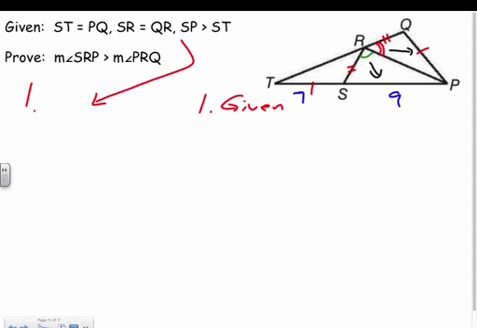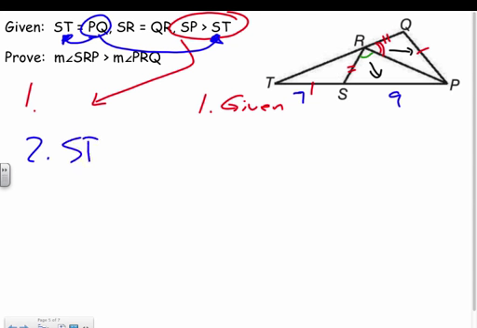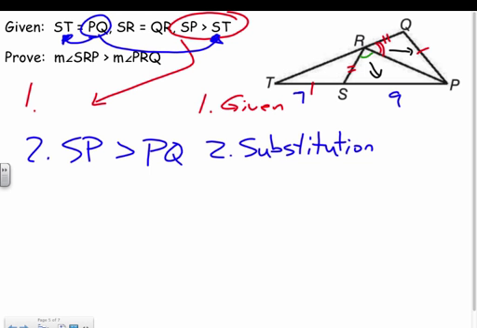Well, I have an inequality with SP, and I know that PQ is equal to ST right here, isn't it? So can't I plug in PQ for ST into here by substitution? Let's go ahead and do that. So SP is greater than PQ. So we substituted that in. Well, now I'm saying that SP right here is greater than PQ. So can't I say the angle opposite is greater than the angle opposite of PQ? Right? It's just that hinge theorem.